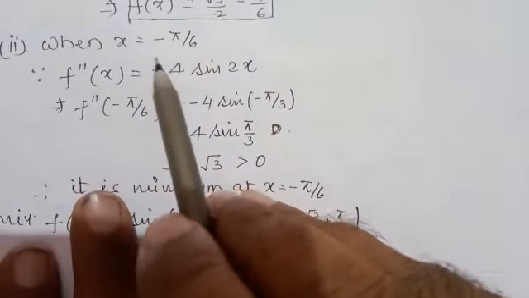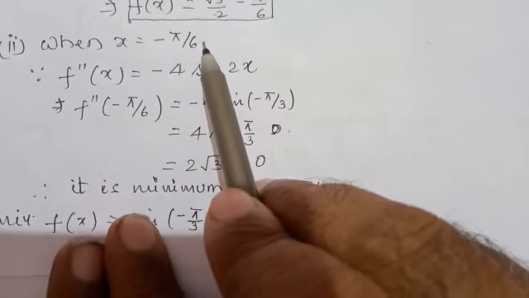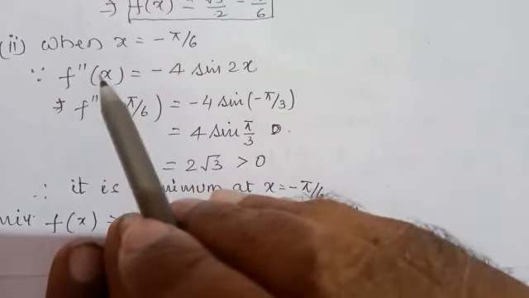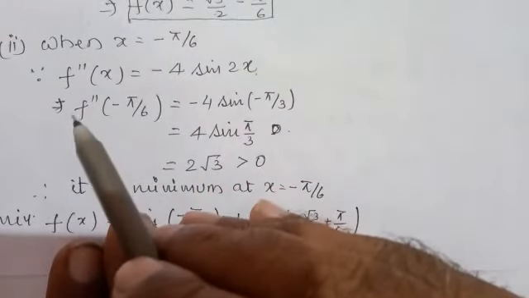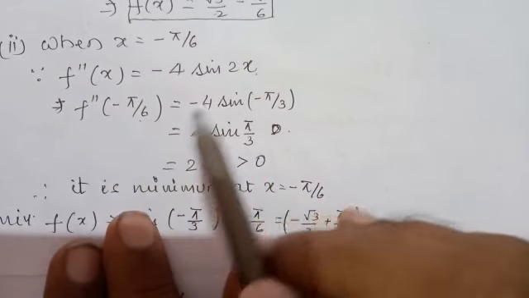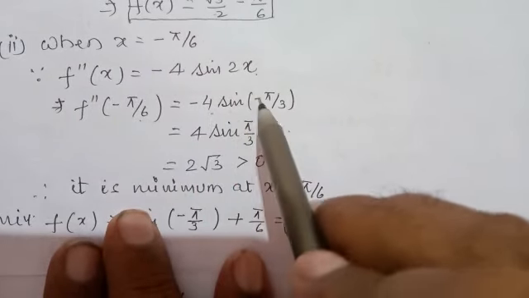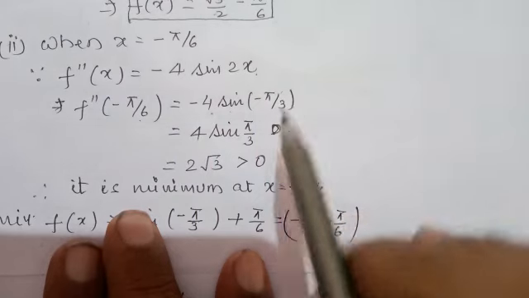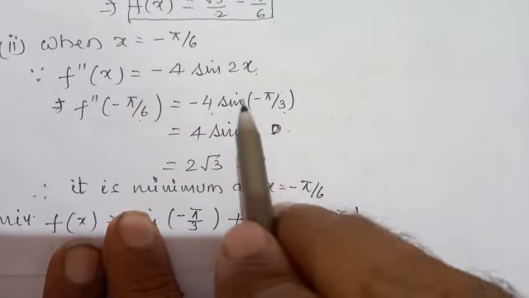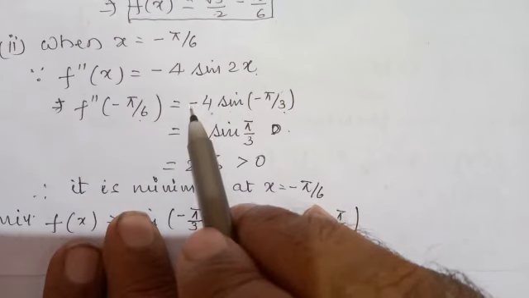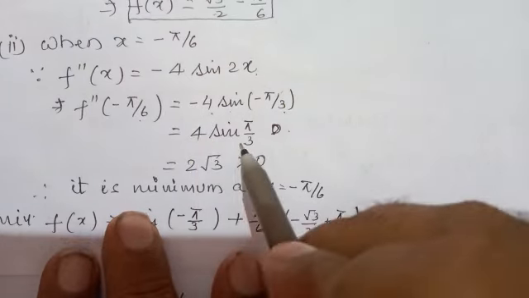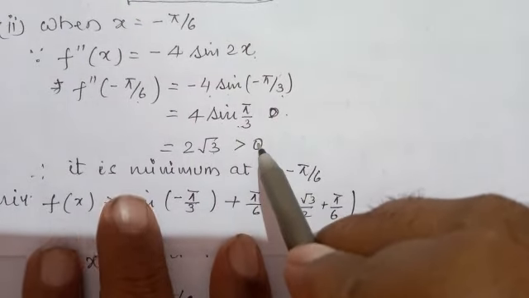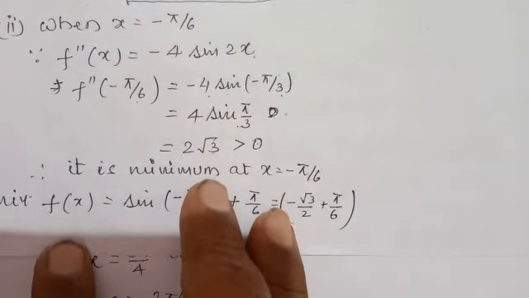So when x is equal to minus pi by 6, our double differentiation of f is minus 4 sine 2x. So f double dash at minus pi by 6 is minus 4 sine minus pi by 3. Children, you know sine minus theta is minus sine theta, so this becomes positive. Hence it should be 4 sine pi by 3, which is greater than 0. Greater than 0 means it will represent my minimum value.